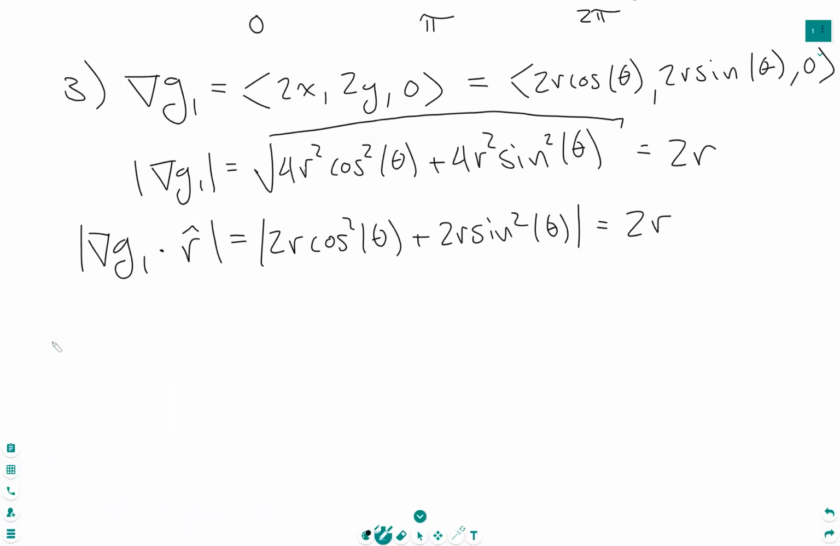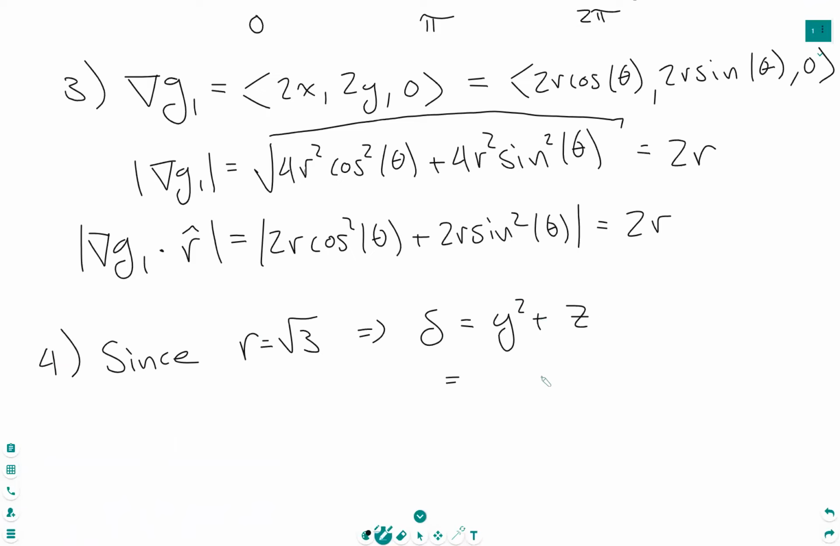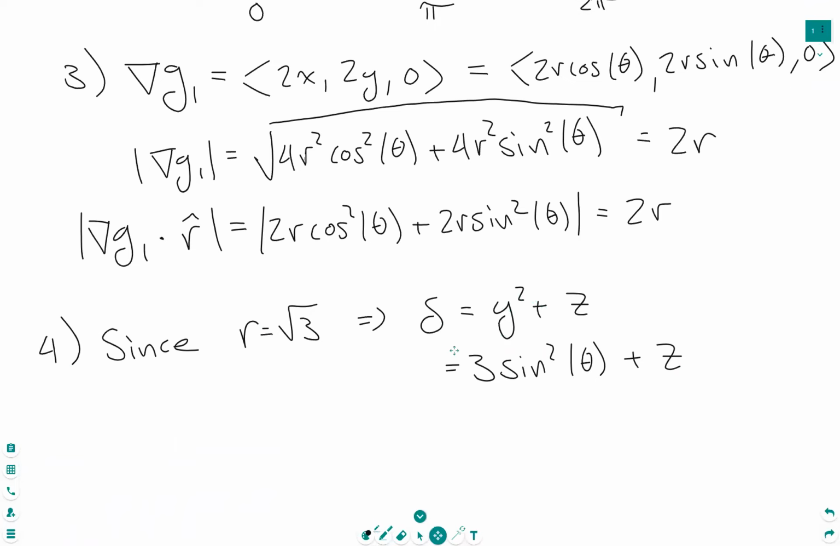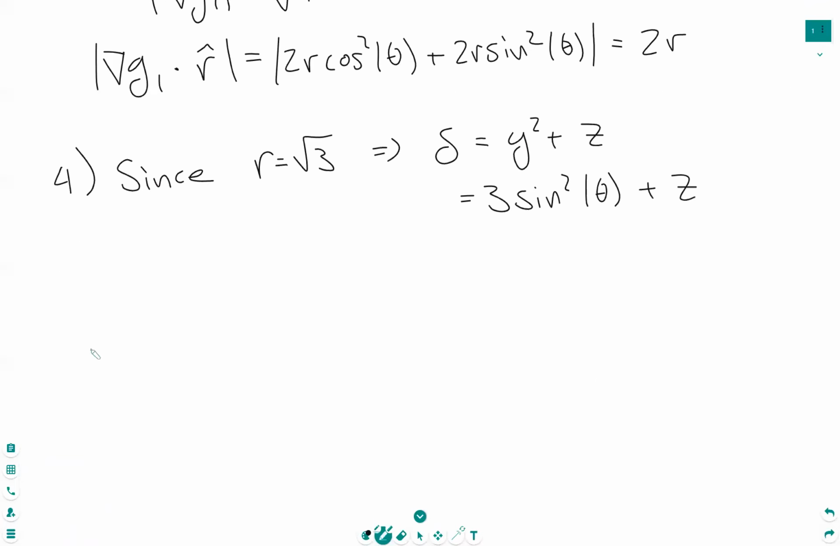Now for step 4, since r is root 3, we take a look at our density function, which is y squared plus z. We can write this therefore, because this is r squared sine squared, as 3 sine squared theta plus z. And then finally, we can integrate.